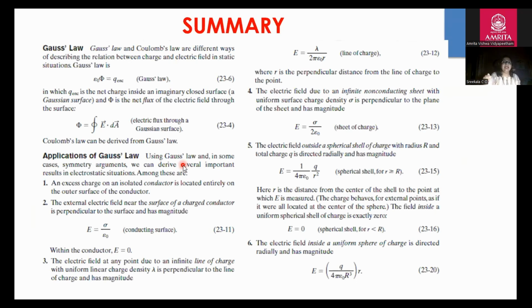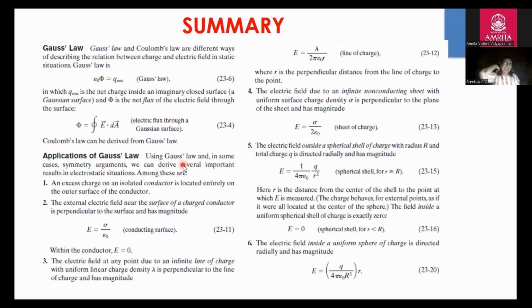Then the characteristics of electric lines. What are the characteristics of electric lines? These electric lines originate from a positive charge and end on a negative charge. The number of lines originating or ending depends on the magnitude of the charge.